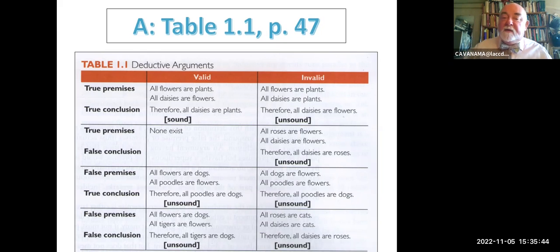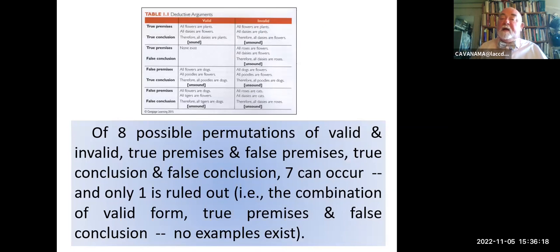In the columns, you have valid and invalid arguments, and substantive examples are given for each except for one, as we'll see. Then in the rows, you have permutations of true and false premises and conclusions. So in the first row, what happens when the premises are true and the conclusion is true? In the second row, what happens when the premises are true but the conclusion is false? In the third row, what happens when the premises are false but the conclusion is true? And in the fourth row, what happens when both are false? All 8 possible permutations of valid and invalid, true premises and false premises. That's why we have 8 cells on the table.